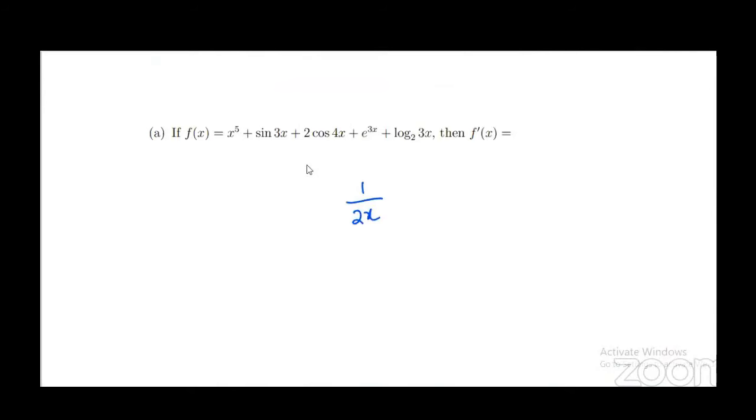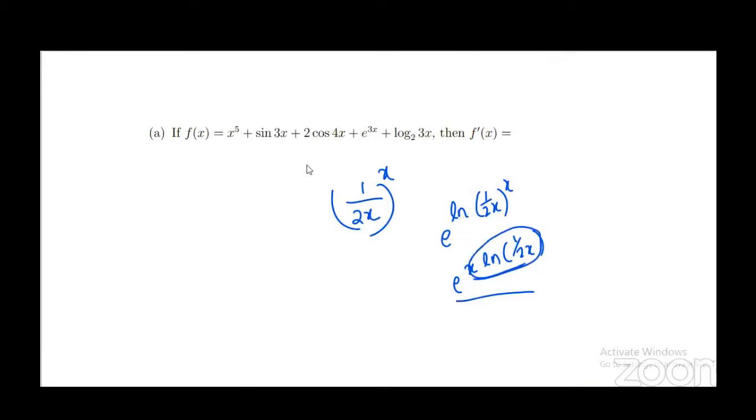1 by 2x power x. Yes, you can convert it into exponential, like e to the power ln (1 by 2x) to the power x, and that x will come outside the ln, and then we can easily differentiate. So now you have e power something. Again, e power this term will be there, and then you need to differentiate this.